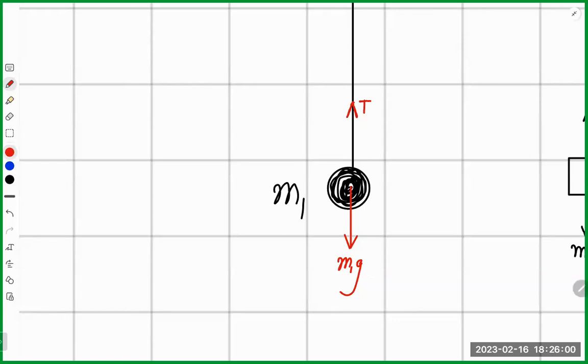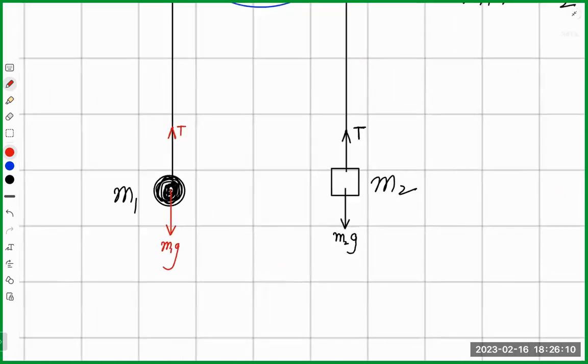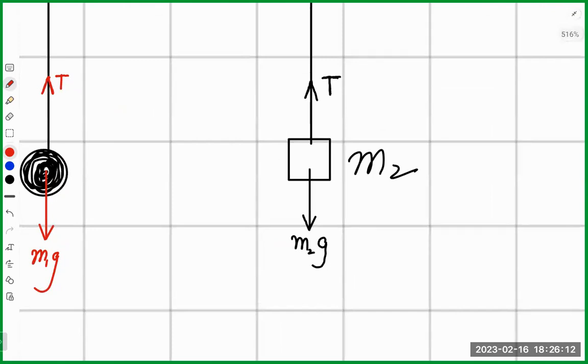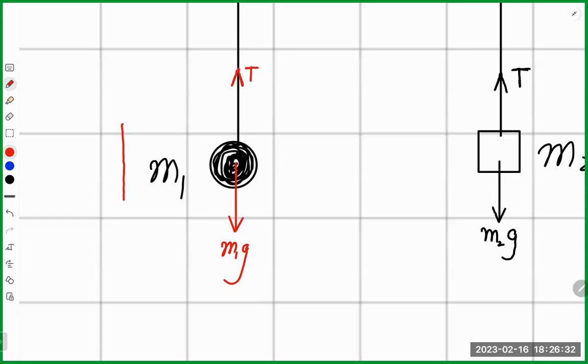If M1 is coming down and M2 is going up, then M1G has to be more than tension. That's why M1 is accelerating downward. And what will be the competition between T and M2G? T will be more than M2G. That's why M2 will accelerate upwards. This one will accelerate upward, and this one will accelerate downward.